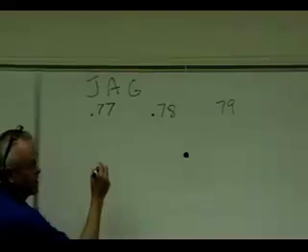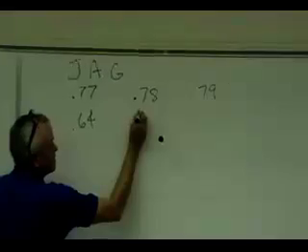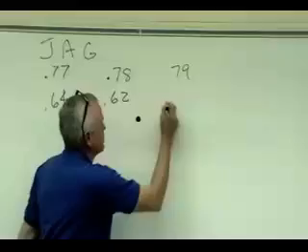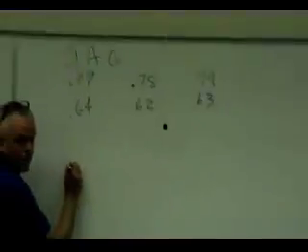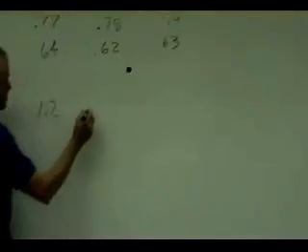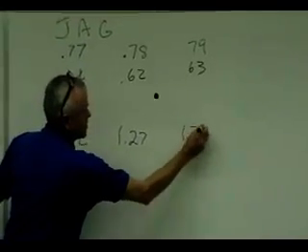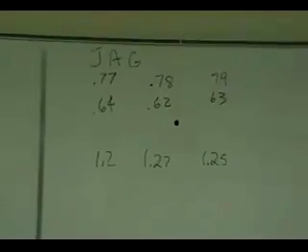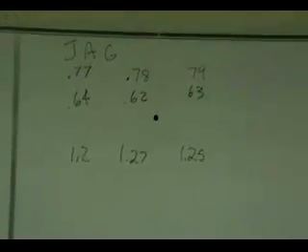Now we can go through. Then, A over H, what'd you have? 0.64. 0.62. What'd you have? Okay, then for O over A. 1.2. 1.27. 1.25. Okay, look at their three measures. What do you notice about those ratios? They should be the exact same for all three of them.